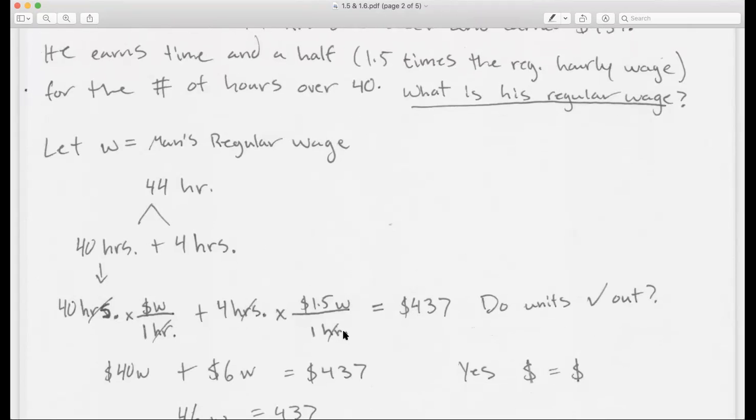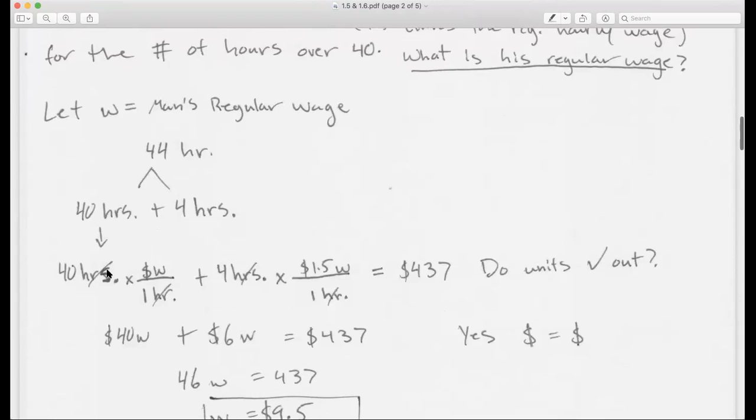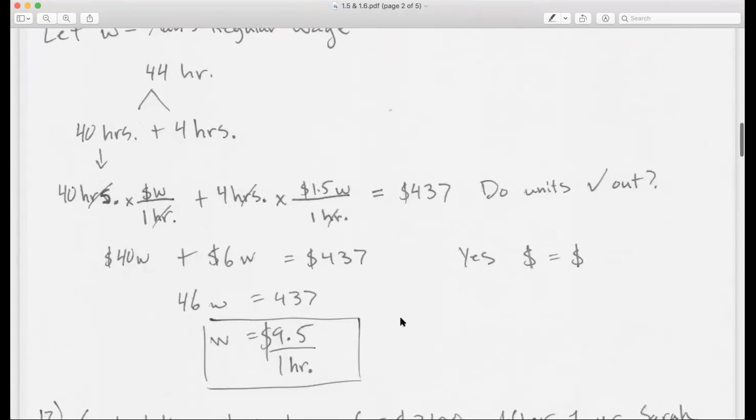And I wanted to show it to you this way to show you, yes, do the units check out? I mean, notice these hours cancel, those hours cancel. So I have dollars plus dollars equals dollars. And that's what I need for an equation to work. The units on one side of the equation must make sense with the other side.